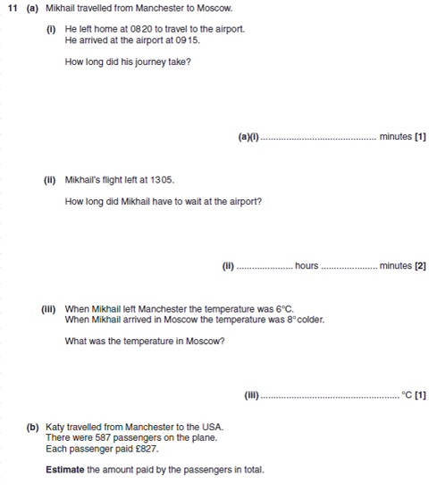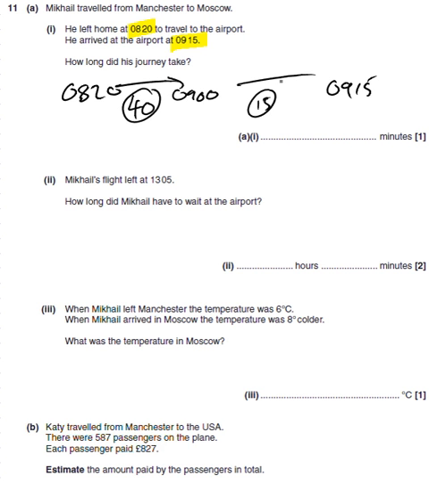Question 11. So we're looking at Michael who travelled from Manchester to Moscow, and he left home at 8:20, and then he arrived at 9:15. How long did his journey take? So what we've got is 08:20, and then we've got somewhere over here 09:15. So my advice is always make it up to the nearest hour first. So that's going to be 40 minutes we've got there, and then we've got another 15 minutes on top. Add them two together. 55 minutes, done.